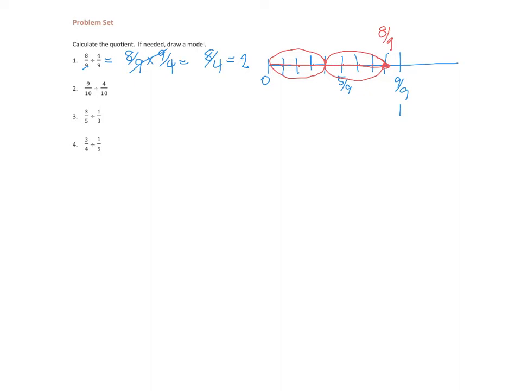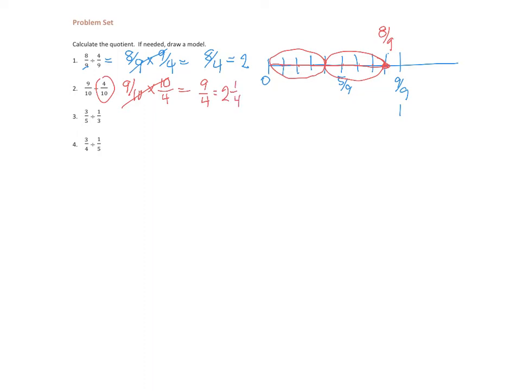Okay, let's look at 2. 2 is also, we've got a common denominator, 9 tenths divided by 4 tenths. So I'm going to write my 9 tenths, and I'm going to multiply and flip the 4 tenths to be 10 fourths. Cross cancel, I get 9 fourths. That equals 2 and 1/4.